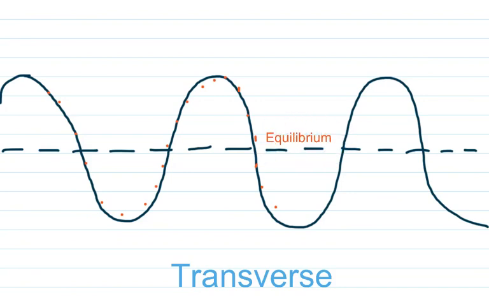The next part of the wave is the crest. Crests are the points right here on the very top of the wave. And opposite to crests, we have troughs, and those are points on the bottom of the wave. So it's the most displaced part of the wave below the equilibrium.